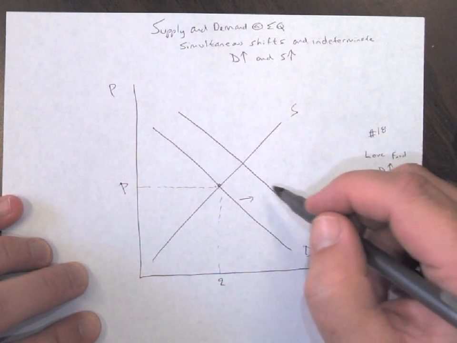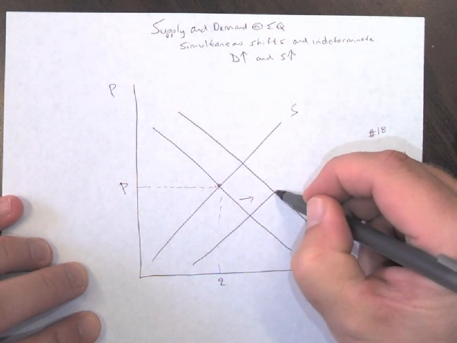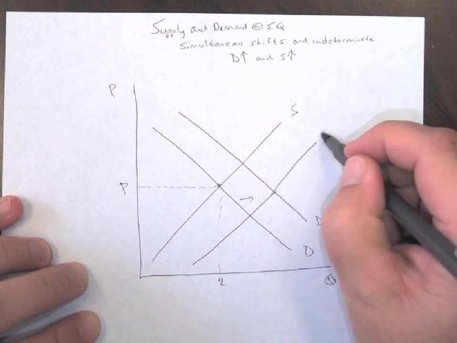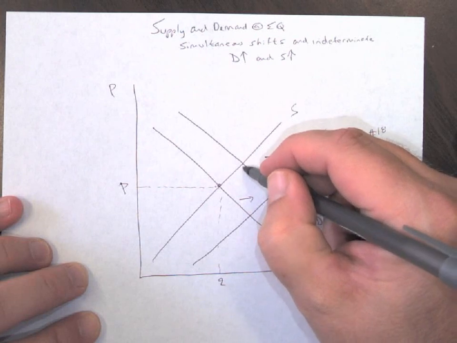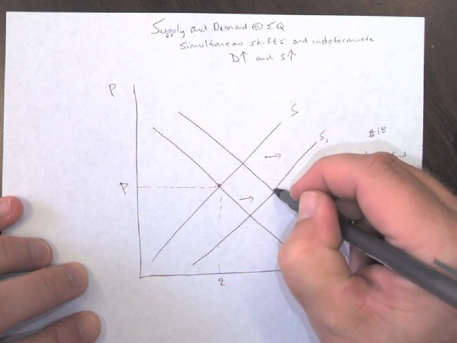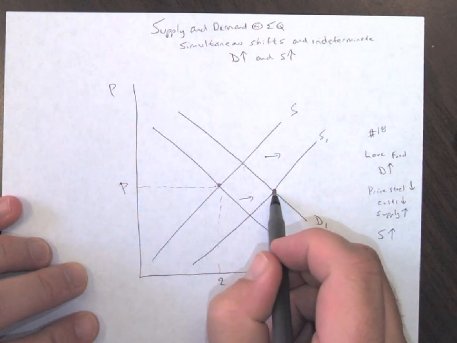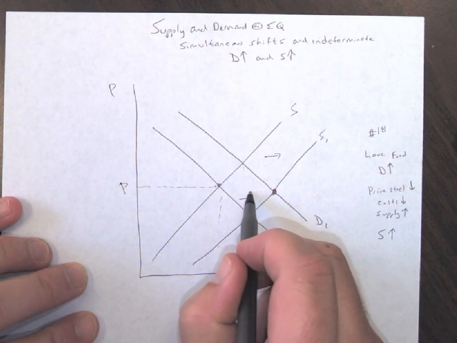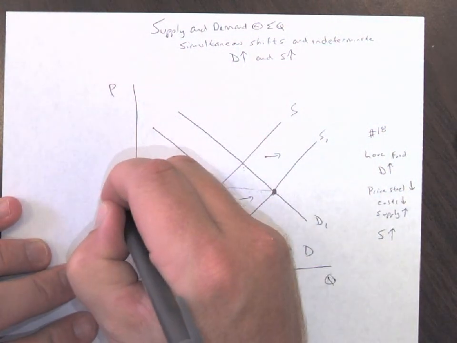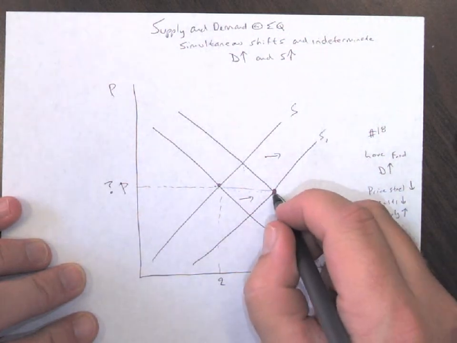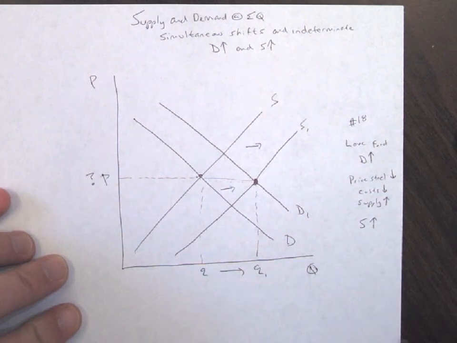So where I end up crossing these, that was pretty terrible. I'm going to go from S to S1. So now these should line up vertically. Now where S1 and D1 cross, I have a new equilibrium. However, what I notice is the price did not change at all. So the price is going to be a question mark, what we call indeterminate. However, the quantity demanded and the quantity supplied both increased.